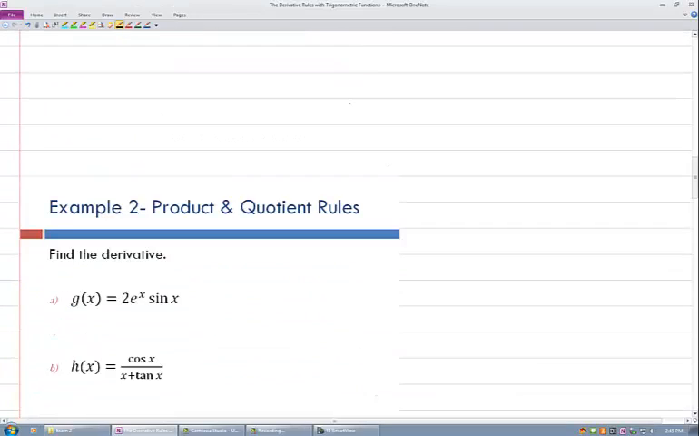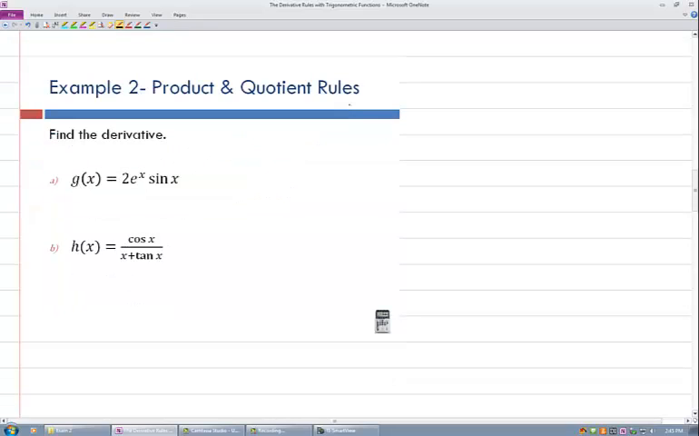All right, let's step things up a little bit. So let's take a look at when we use the product and quotient rules with these trigonometric functions. So example 2, part A, I have g of x equal to 2 times e to the x sine x. And so hopefully you notice here, which rule am I going to use first? And you say, well, I have the first function, which is 2e to the x, times the second function, which is sine x. And so since I'm multiplying, I'm going to use the product rule.